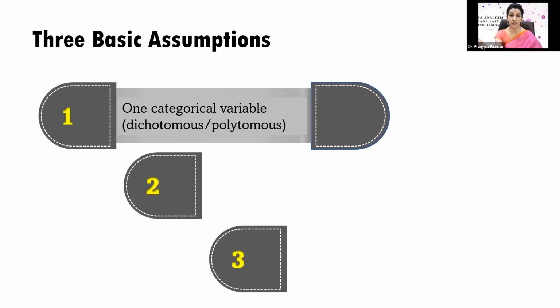What is a polytomous variable? When a variable has more than two categories, we call it a polytomous variable. Like obesity, if I classify obesity as normal, overweight and obese, then there are three categories. So any categorical variable having more than two categories is known as a polytomous variable. So the first assumption is there should be one categorical variable, and it can be dichotomous or polytomous.